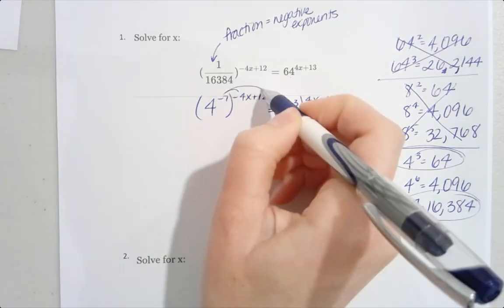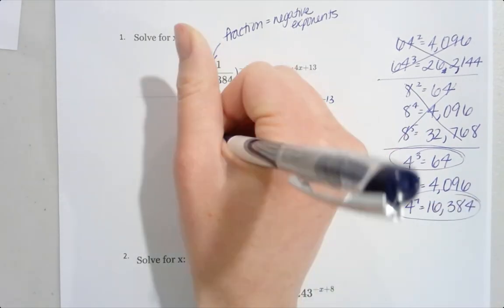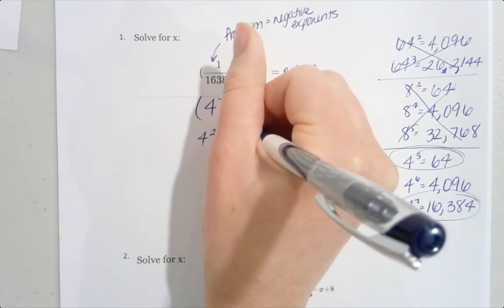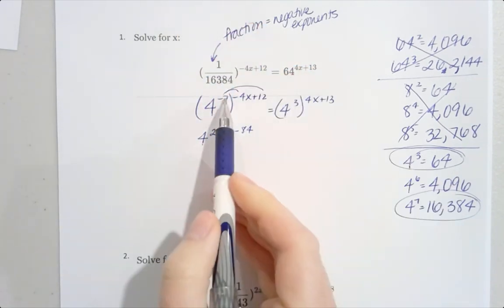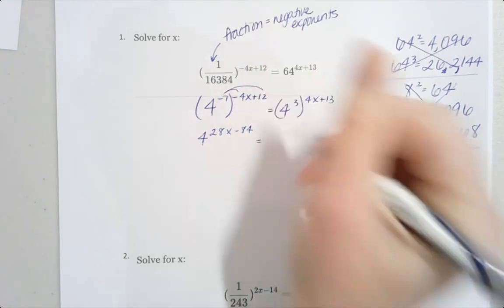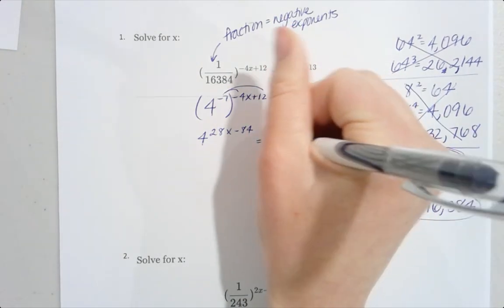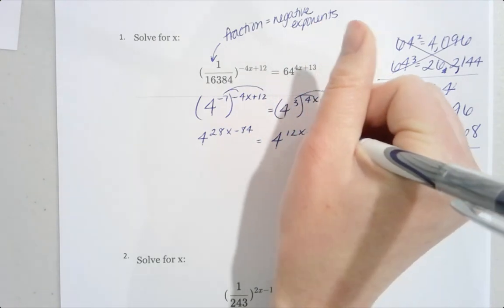We need to distribute this negative 7. So that's going to give me 4 to the 28x minus 84. Watch your signs there. That was a negative, right? Equals, I'm going to distribute this 3 on this side. So I'm going to get 4 to the 12x plus 39.